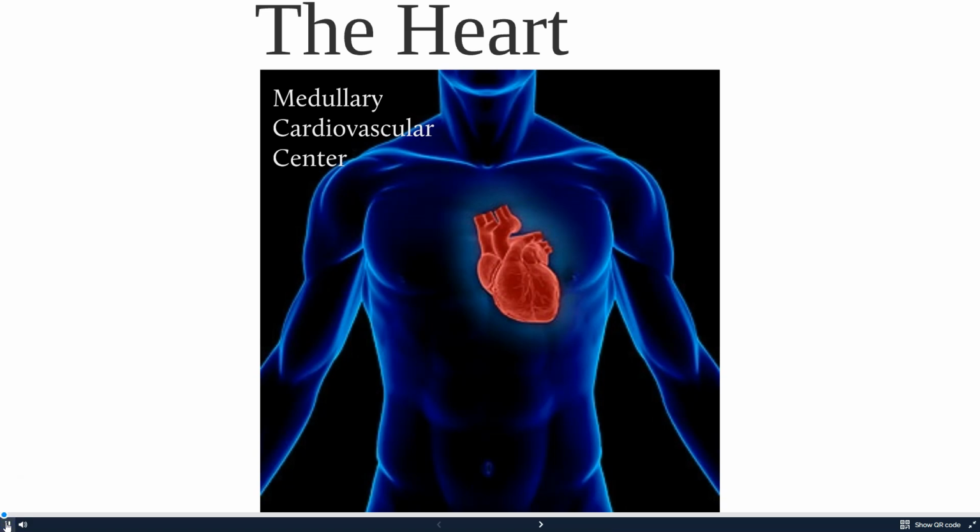To consider the ways that we regulate cardiovascular function, we're going to concentrate in this section on the medullary cardiovascular center, referring to a part of the medulla in the brainstem that controls cardiac function.